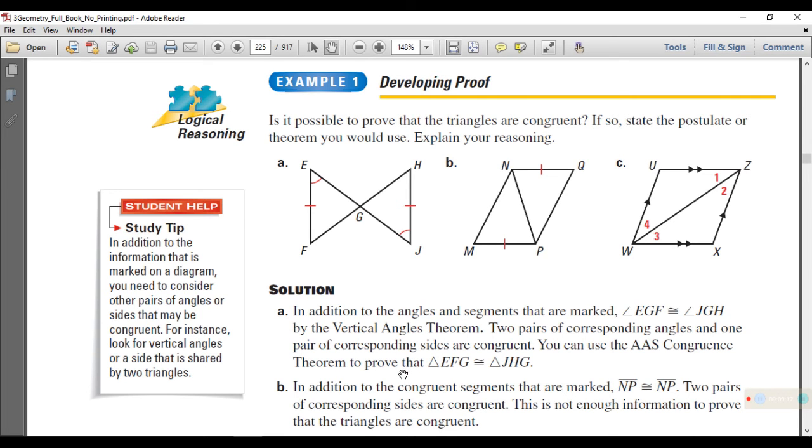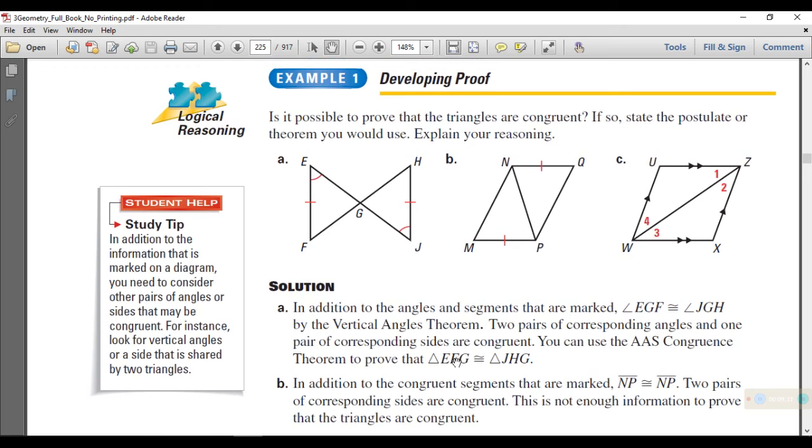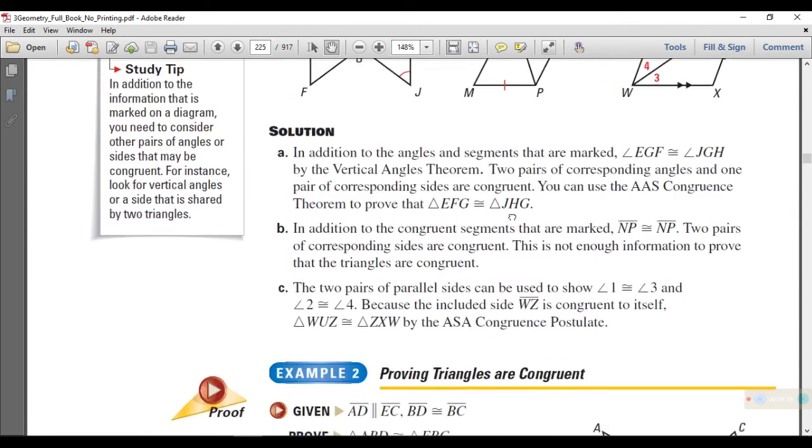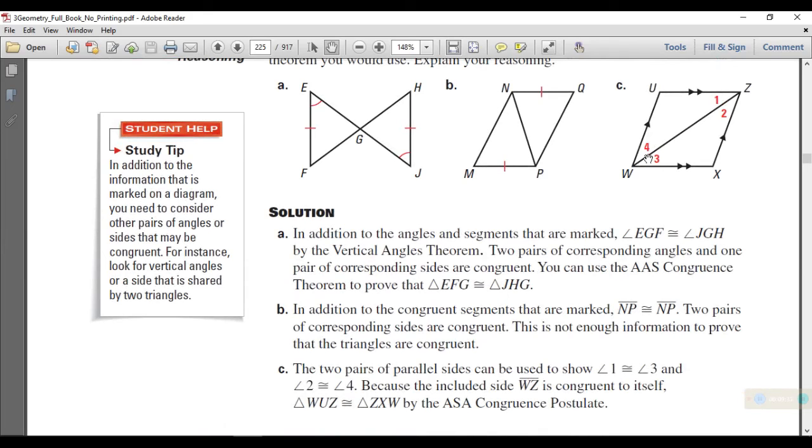So, it is not enough. We cannot use SSS or SAS, because there is no angle with a mark. We also cannot use AAS and ASA. So, we cannot use any of the postulates and theorems that we discussed in proving that these two triangles are congruent. Now, let's go to C.